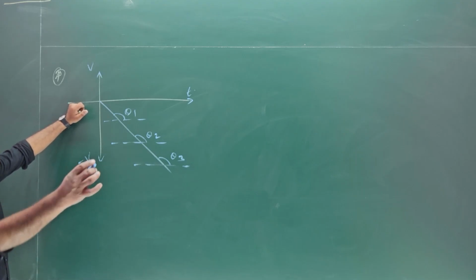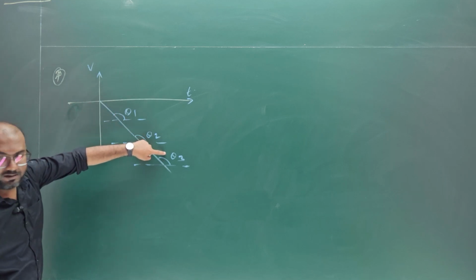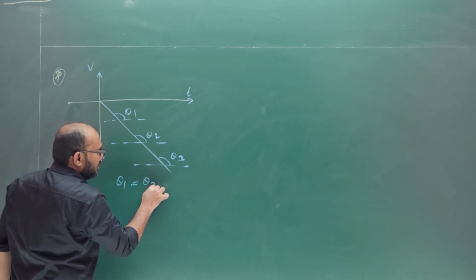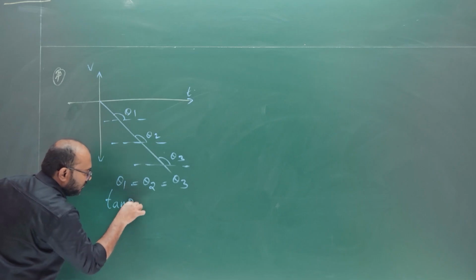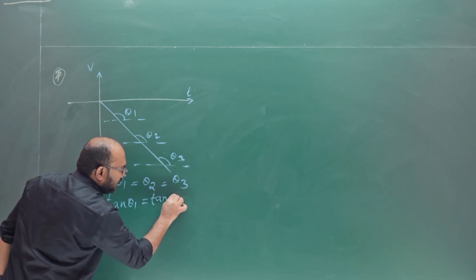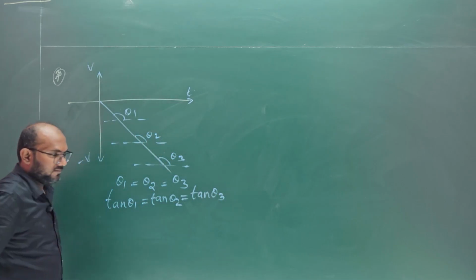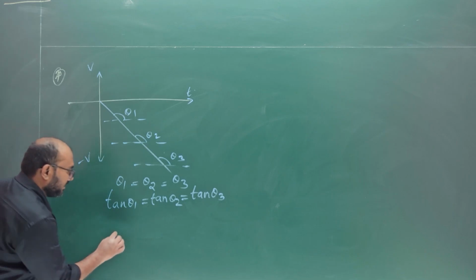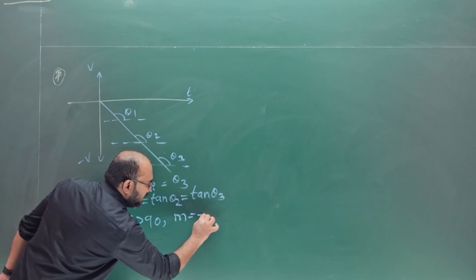Now, theta 1, theta 2, theta 3. All are equal. First thing we will write that. So theta 1 is equal to theta 2 is equal to theta 3. That means, can I say that tan theta 1 is equal to tan theta 2, which is also equal to tan theta 3. Then the next thing is checking the angle. Theta is greater than 90 or less than 90? Greater than 90. So theta is greater than 90, definitely slope will be negative.